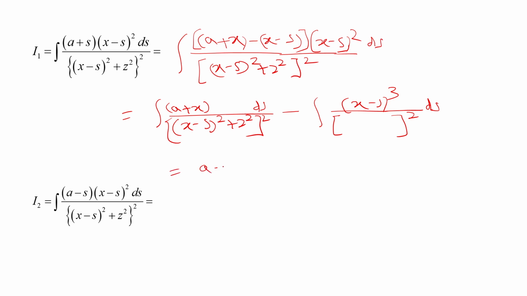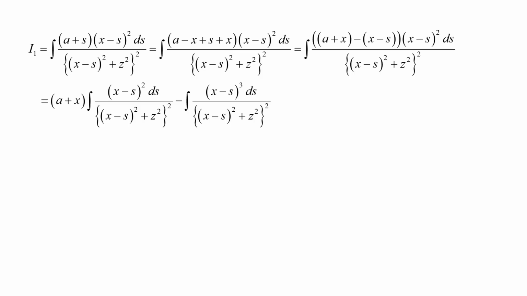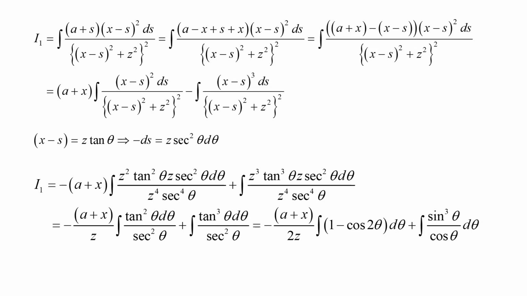So, this is a plus x into tan inverse of this, no, it is squared here. We have to find it out, I will not take a shortcut. So now, this much I have done. Let us use x minus s is equal to z tan theta. If I differentiate it, minus ds is equal to z sec square theta d theta. So you substitute over here.